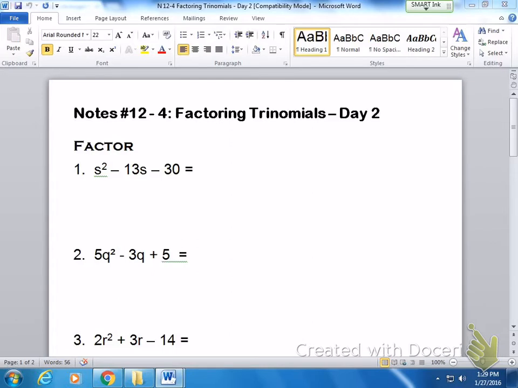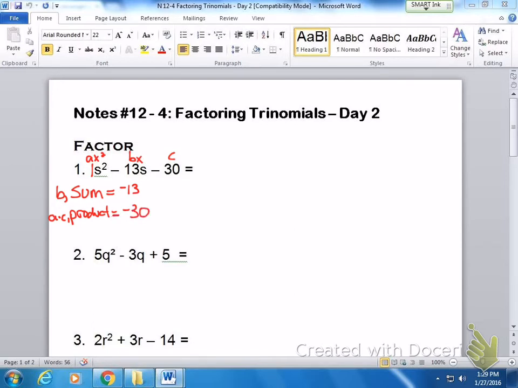S squared minus 13s minus 30. The first thing you need to do is make sure it's in the right order, which it is, like the ax squared, the bx, and then the c. So my a here is 1, my b is negative 13, my c is negative 30. The first thing I need to do is know what the sum needs to be, which is the b value, negative 13. I need to know what my product needs to be. Well, that's a times c. A is 1, c is negative 30, so it needs to be negative 30.